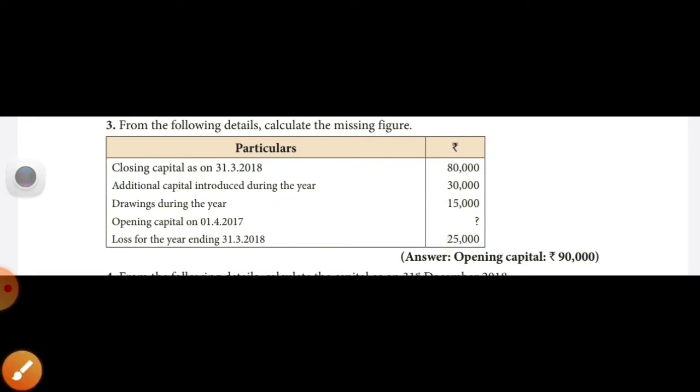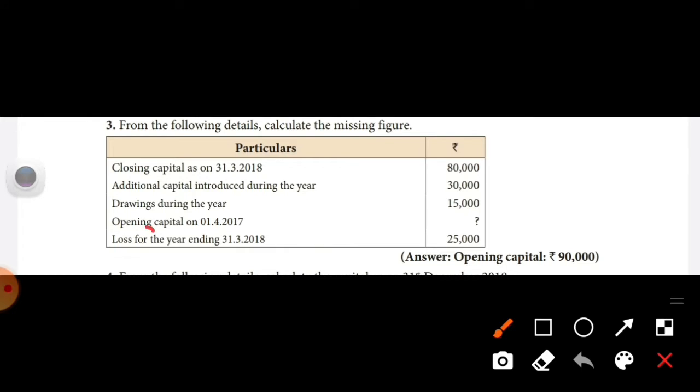And it is also mentioned that there is a loss in the problem. So loss for the year ending 31st March 2018 will be rupees 25,000. So as usual, what do we do? We will continue to write the format as it is, but in the last part you will mention a loss for the year. So let us discuss the solution now.